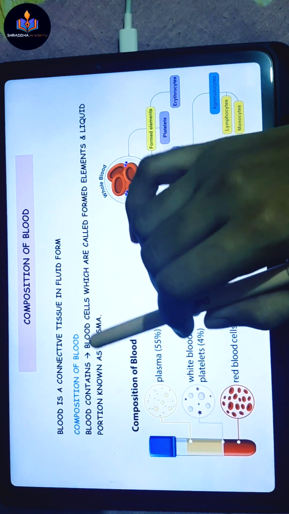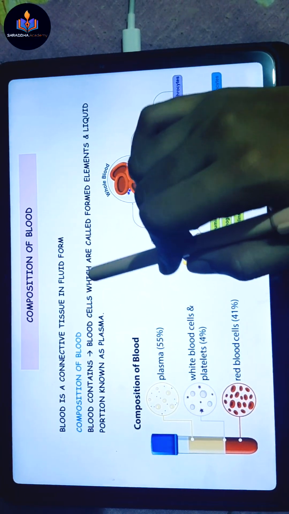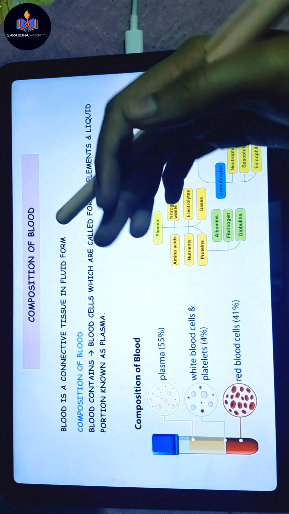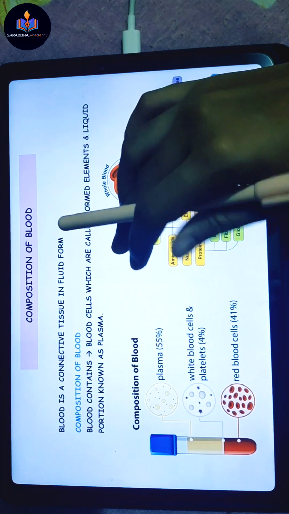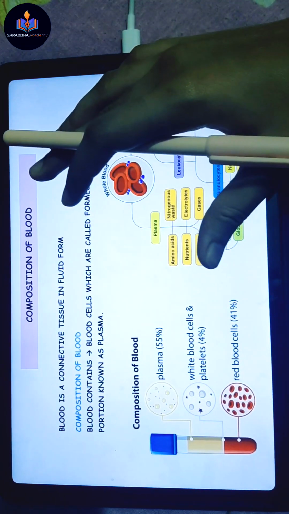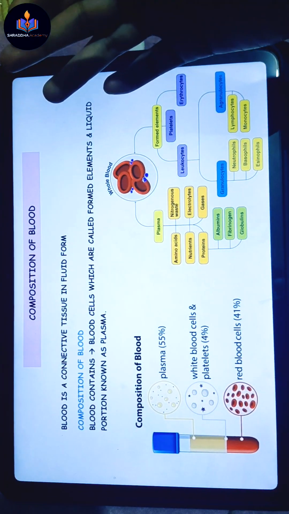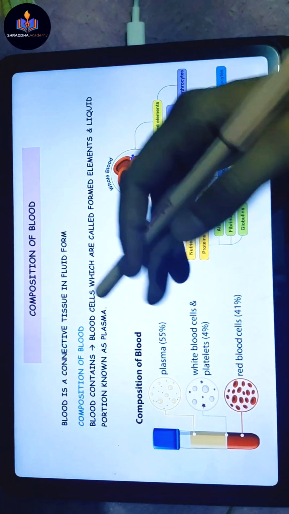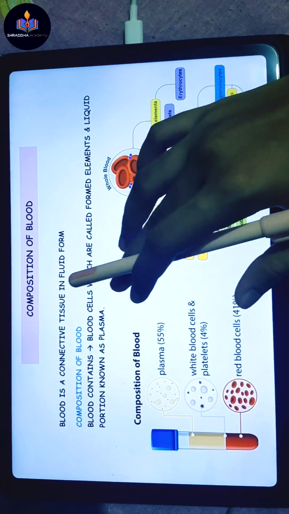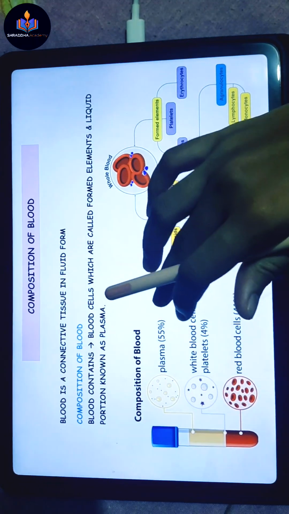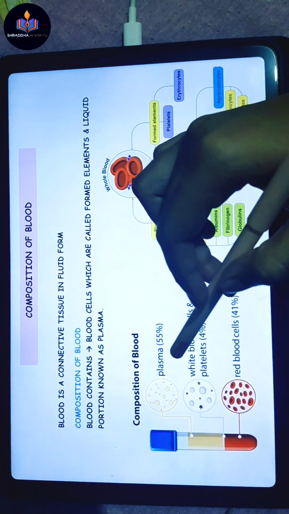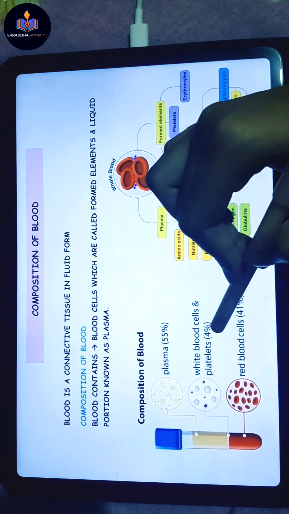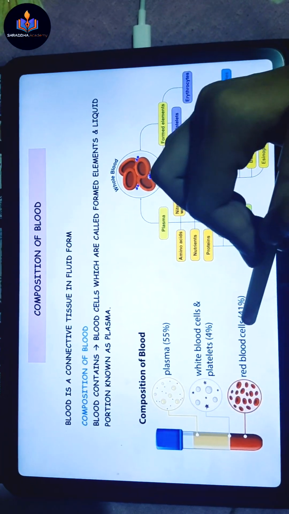The composition of the blood is: blood contains blood cells, which are called formed elements, and a liquid protein known as plasma. The blood cells, or formed elements, are for example RBC, WBC, and platelets. Plasma makes up 55% of blood. As you can see in the diagram, plasma is 55%, the WBC and platelets are 4%, and the RBC is 41%.